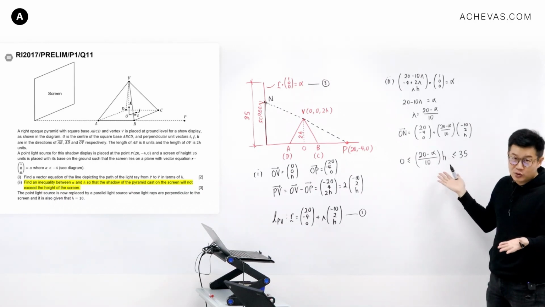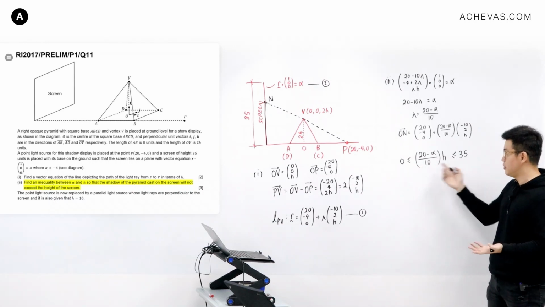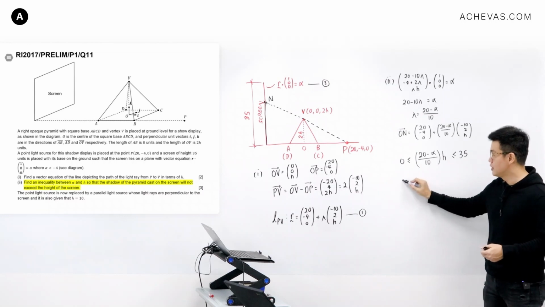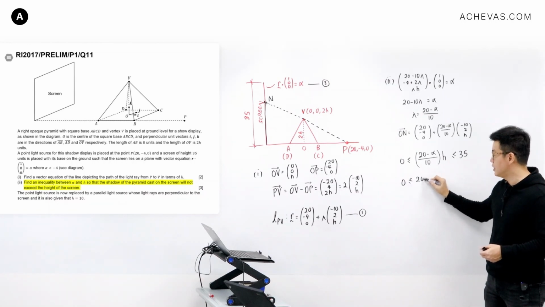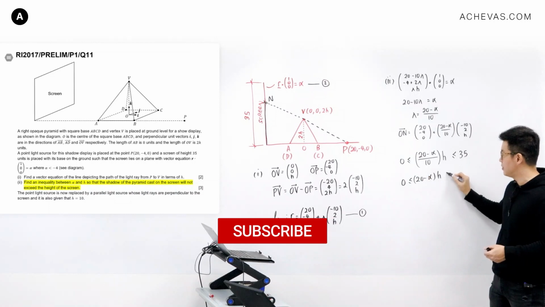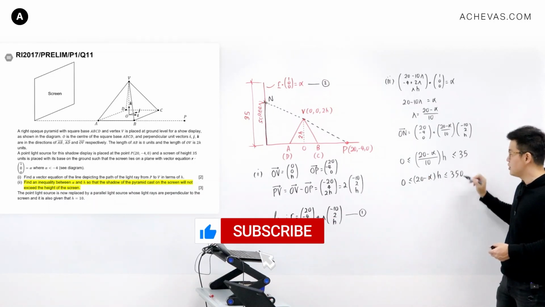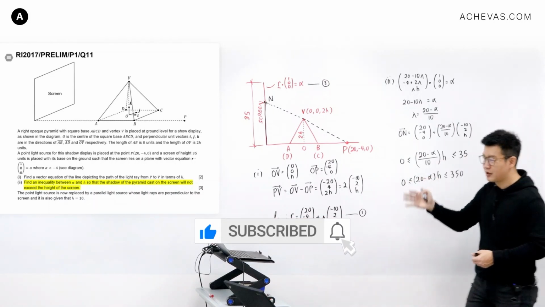And maybe if you want to, it is not necessary, but if you want to, maybe you can multiply by 10 throughout. So this is going to be 0 less than or equal to (20 minus alpha) multiplied by h, which is less than or equal to 350. My answer, I'm going to get full marks for this.